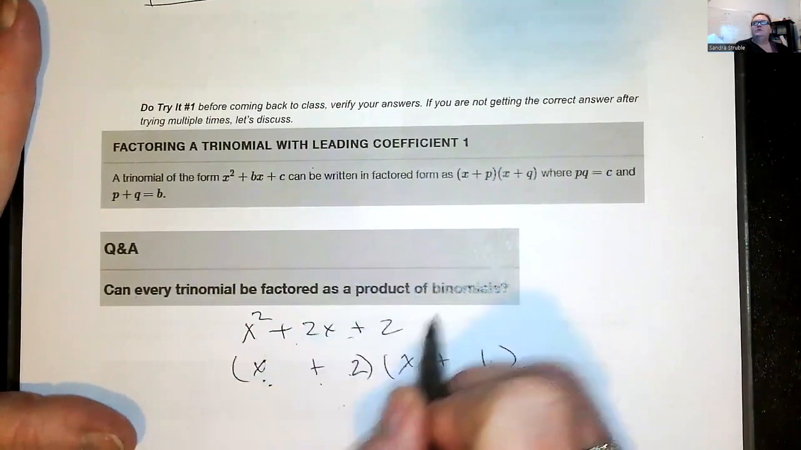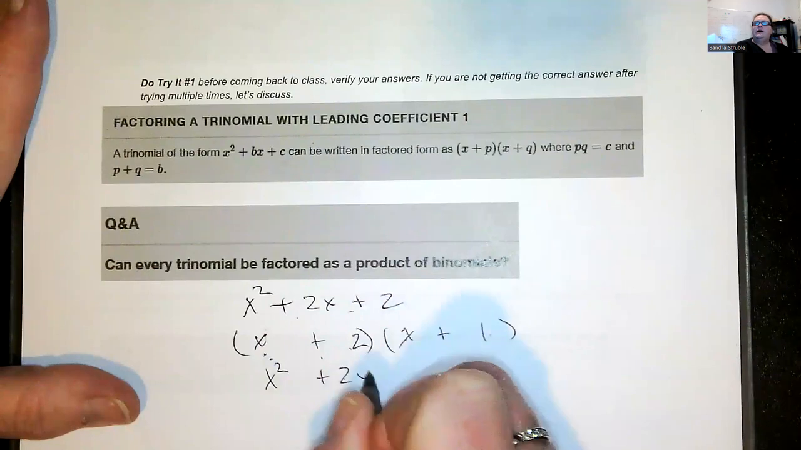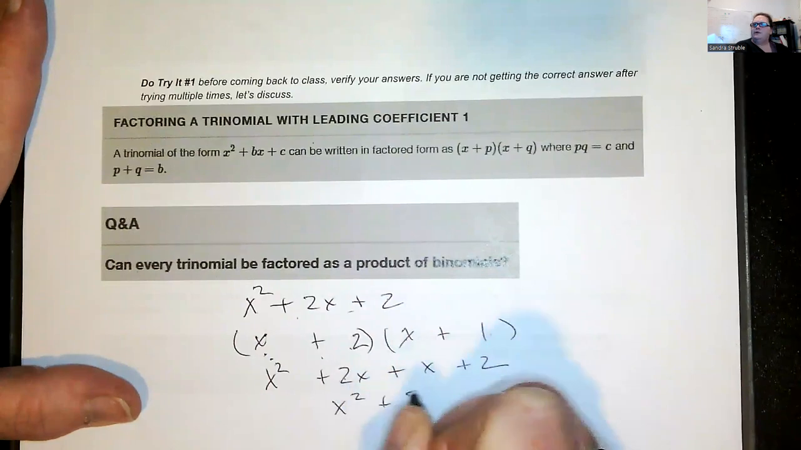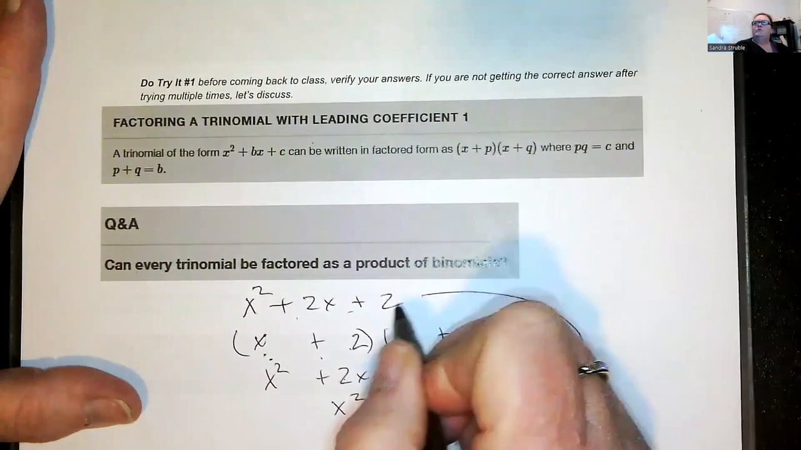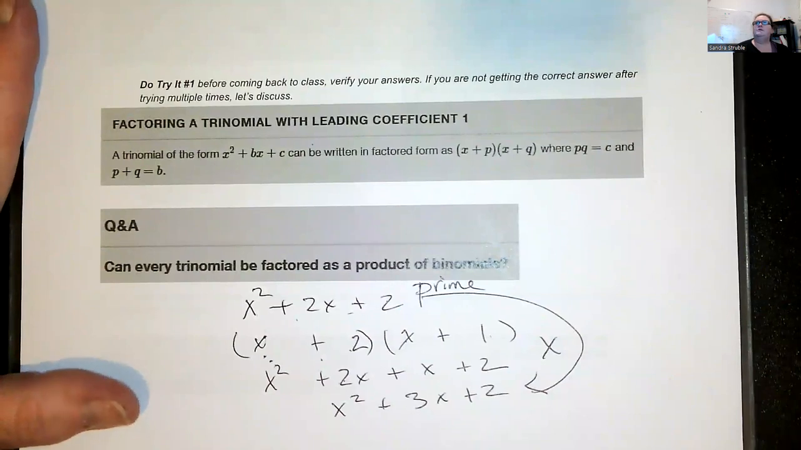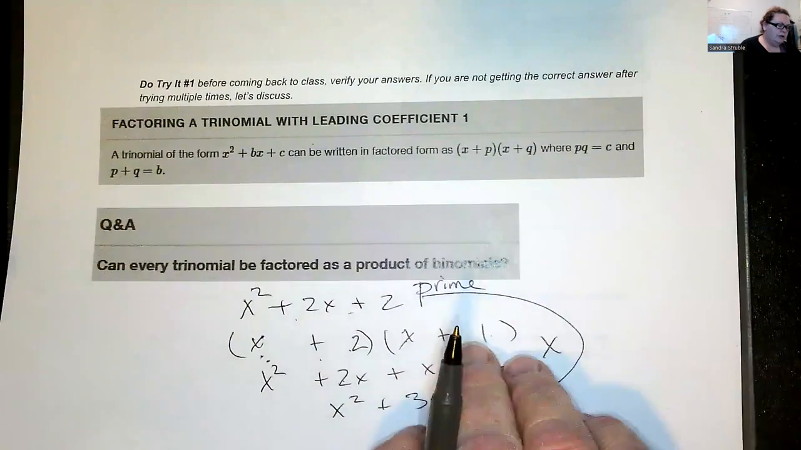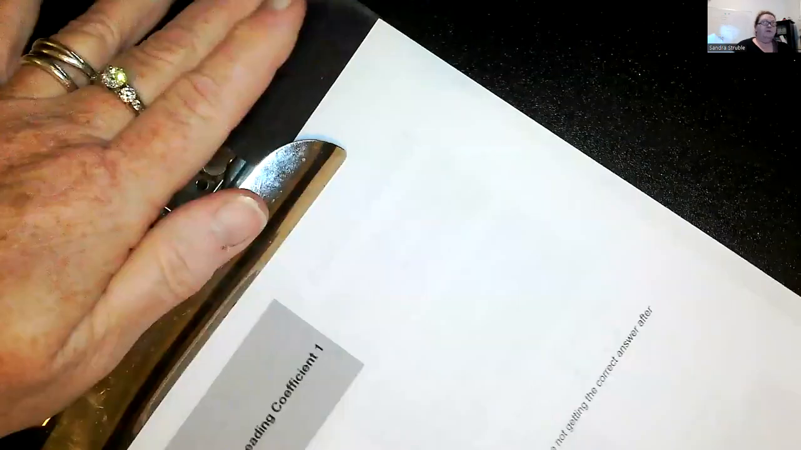Oh, okay. So it's taking this trinomial here and seeing if we can actually factor it. And when we check this, I get x squared plus 2x plus x plus 2, which ends up being x squared plus 3x plus 2. So these are not equal. This is prime, and it cannot be factored utilizing 2 binomials. Okay, so the answer is, can every trinomial be factored as a product of binomials? No, they cannot. Not all of them can. Those that cannot are considered prime.